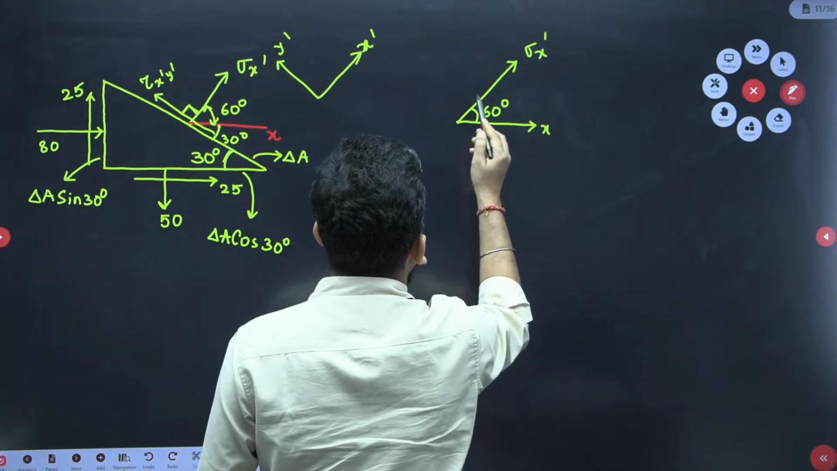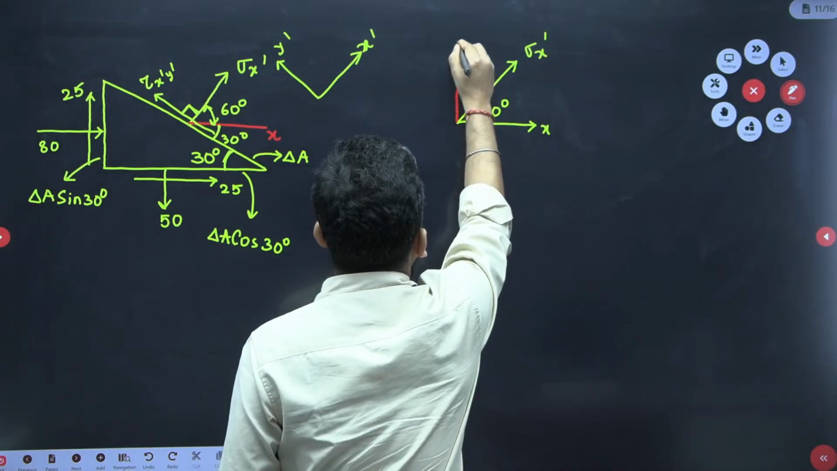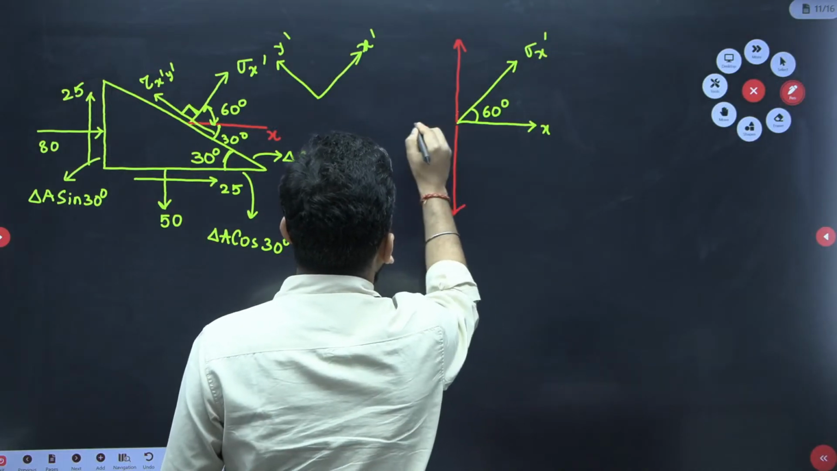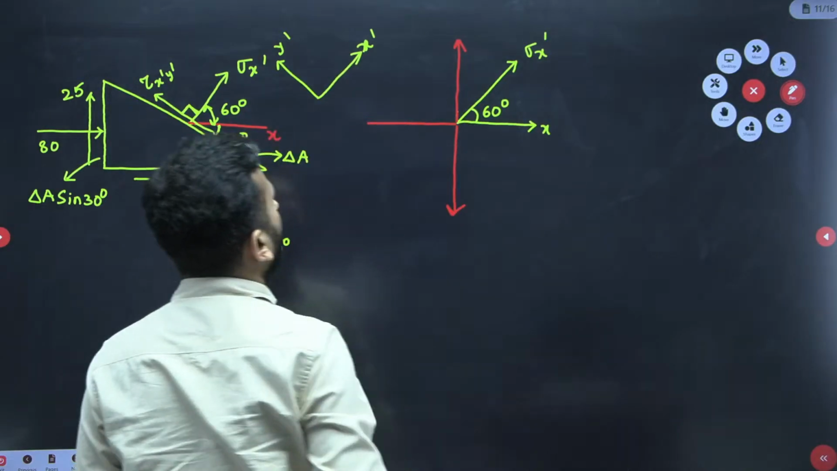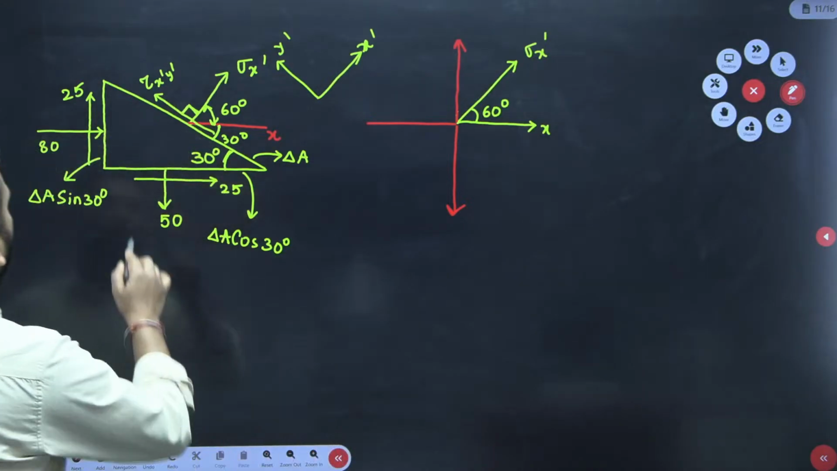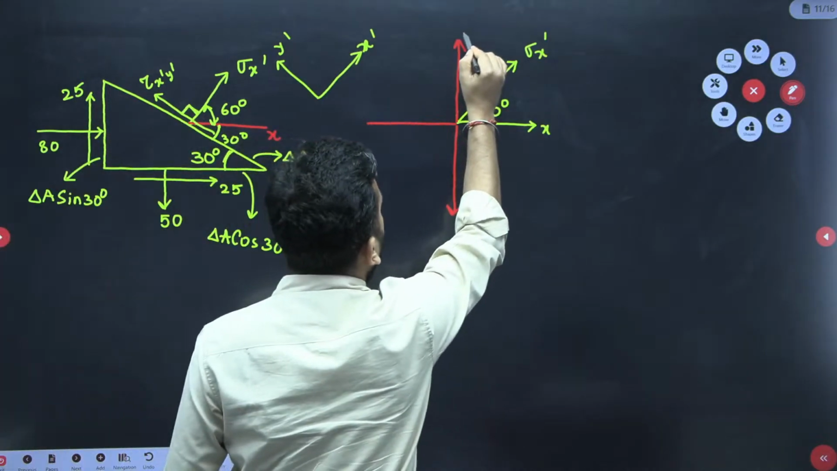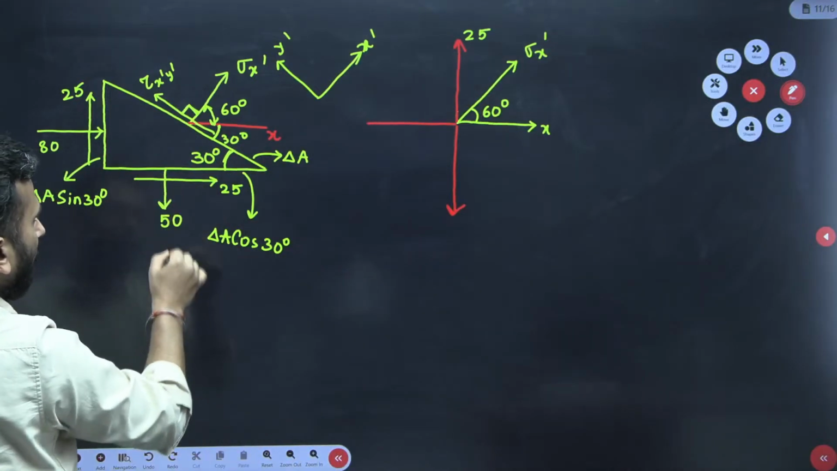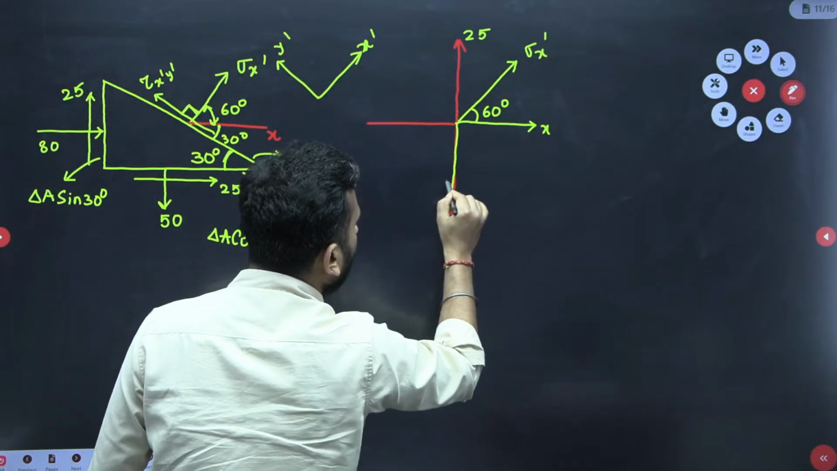Now some forces are there in this way and some forces are there in this way, and this is also one direction. Now see my dear friends, in the upper direction 25 is there. So I'll be writing here 25. See how I am doing. In the below direction, in this direction there is 50 over there. So 50 will be coming something like this.